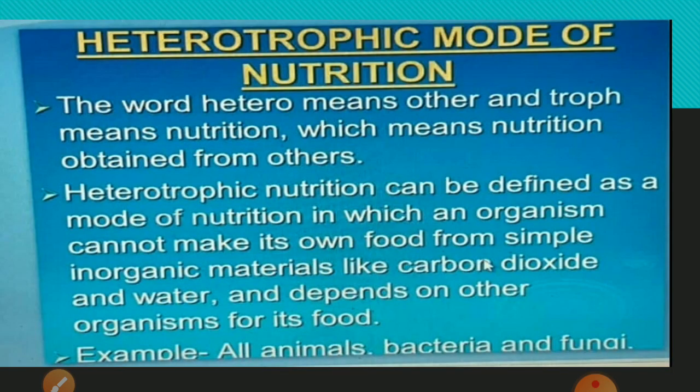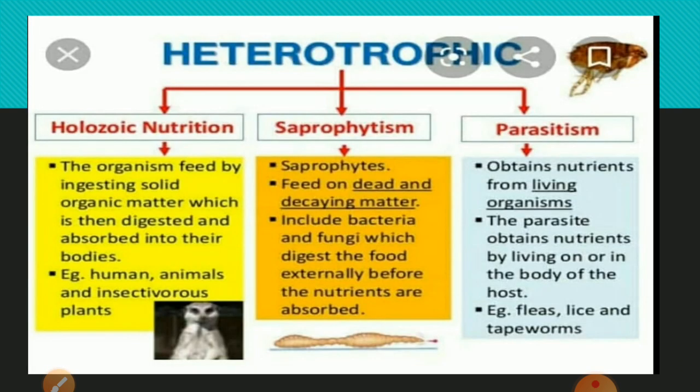Now, the another mode of nutrition is heterotrophic. Hetero means other, and trophs, you know very well, means nutrition. So the mode of nutrition in which the organism derives energy from the intake and digestion of the organic substances prepared by autotrophs and other organic sources is called heterotrophic mode of nutrition. Means the organisms are dependent on someone else for getting their nutrition. Example, all animals, bacteria, fungi, etc.